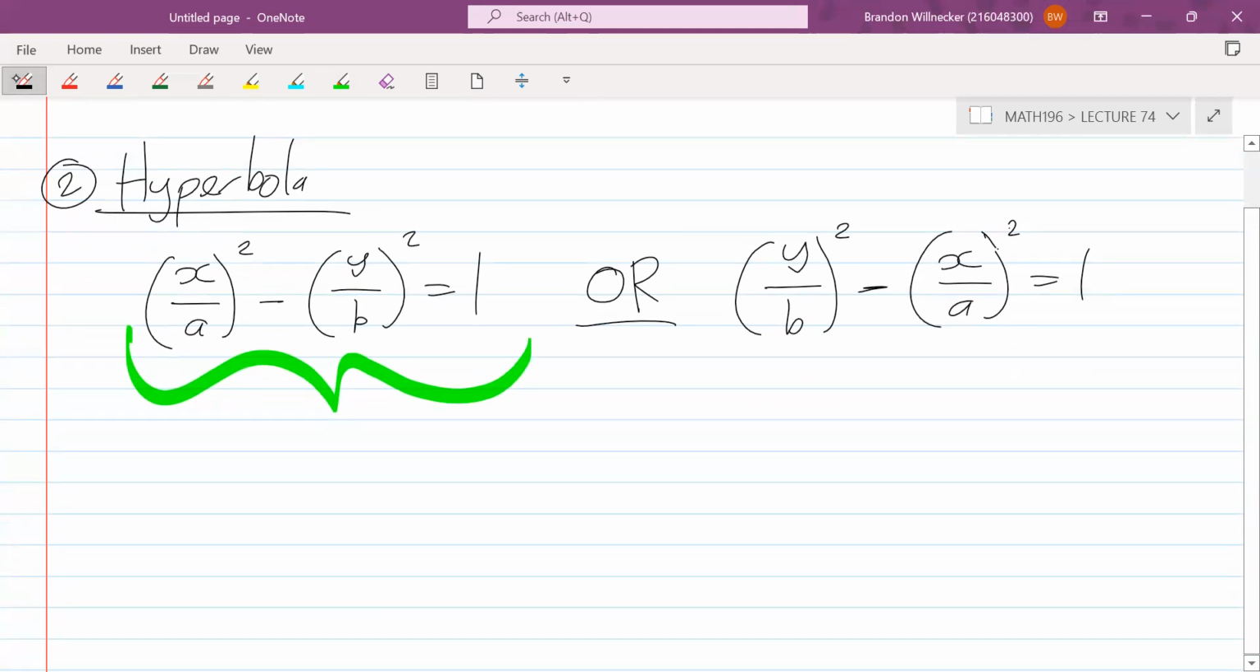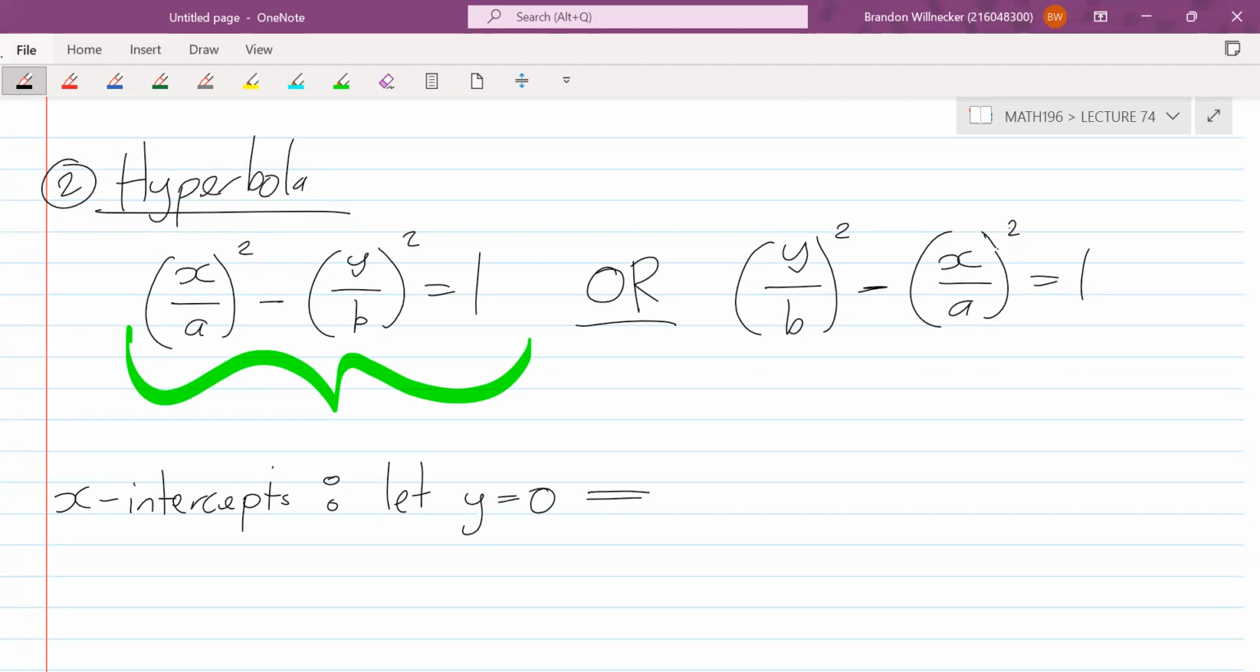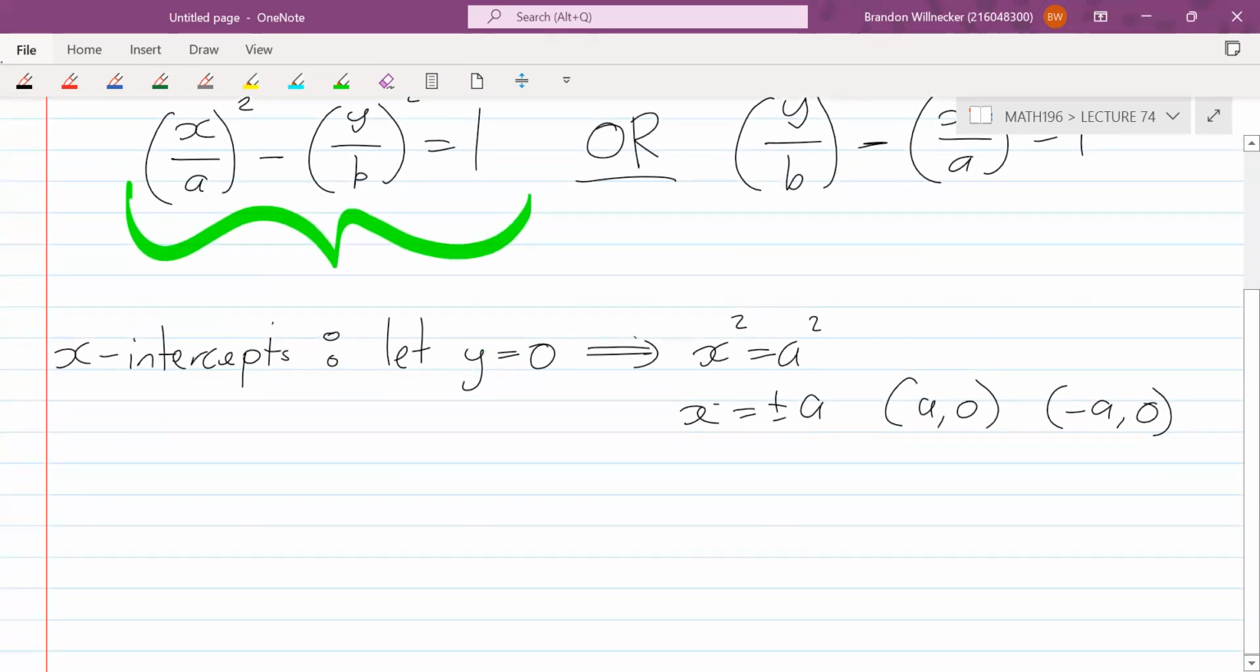Okay, so let's look at the x-intercepts and the y-intercepts. For the x-intercepts, we know what to do. We need to let y be equal to 0. If y is equal to 0, then we have x squared is equal to a squared. So x is equal to plus or minus a. We have one intercept at (a, 0) and another intercept at (minus a, 0). Okay, good. What about the y-intercepts?